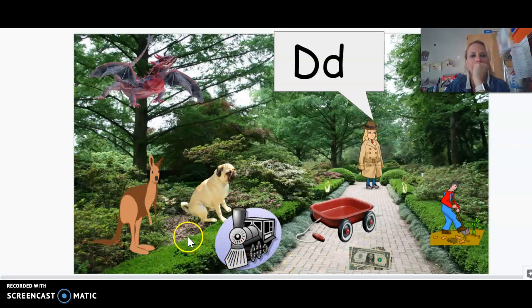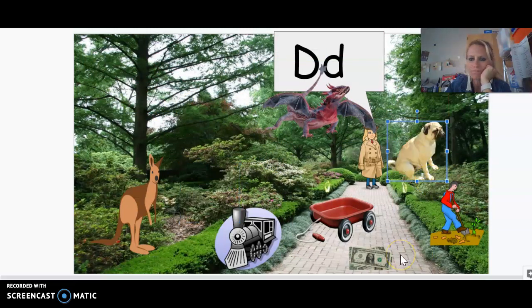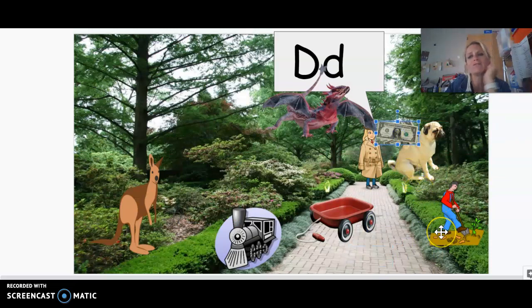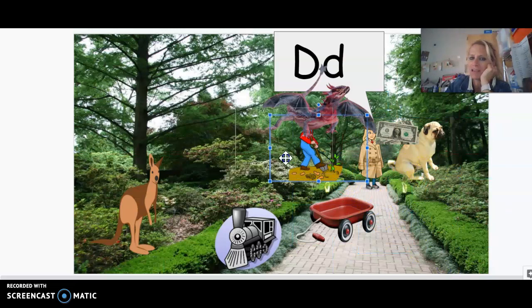Ooh, I heard it. Okay. Dragon, good. What else? Dog, good job. Ooh, dollars. We don't want to forget those. Dollars. What about wagon? Dig. Good. I don't want to forget that, especially all this spring. We're going to be talking about digging. I have dig, dragon, dollar, dog.